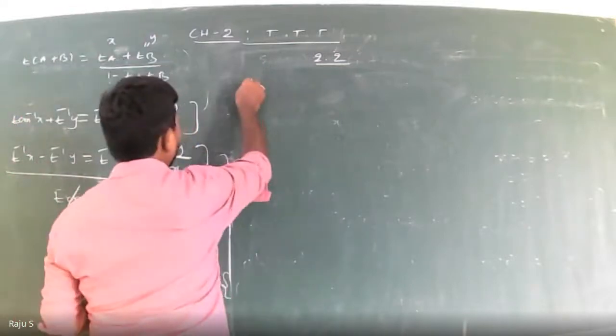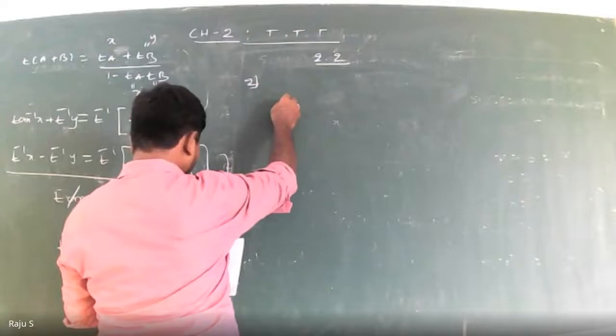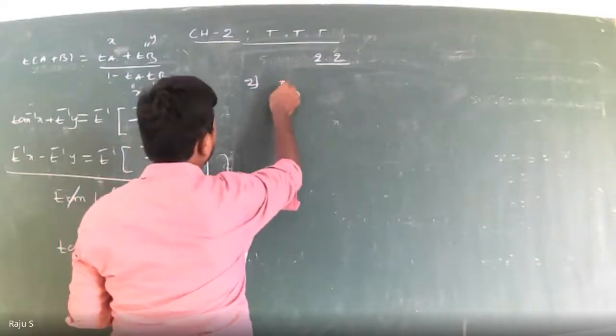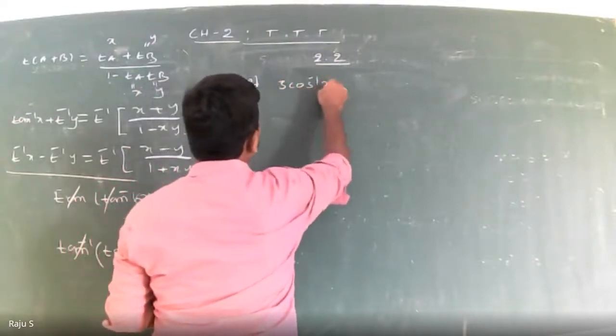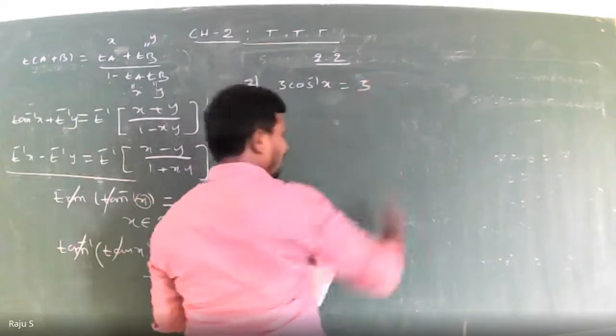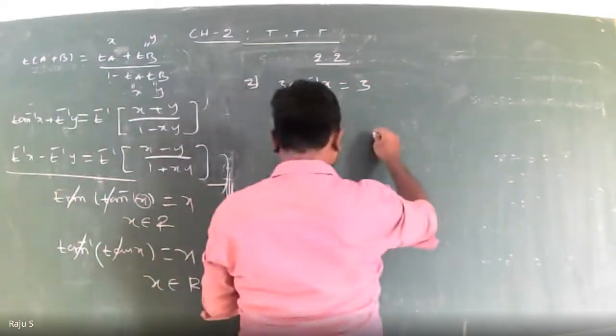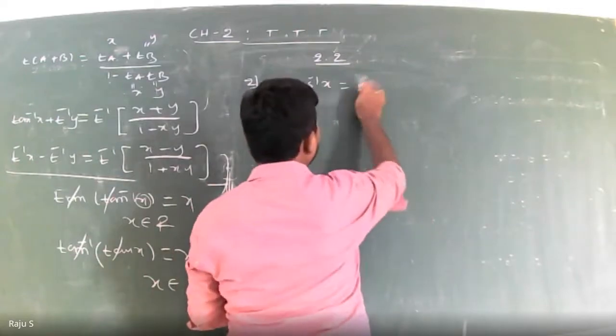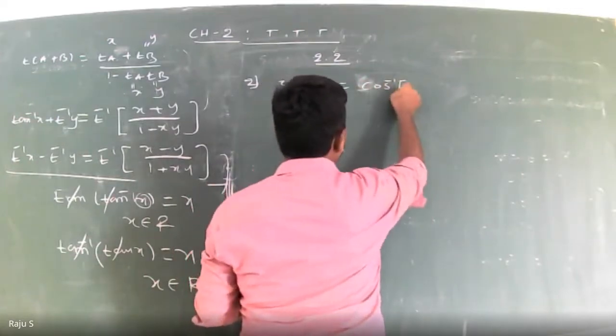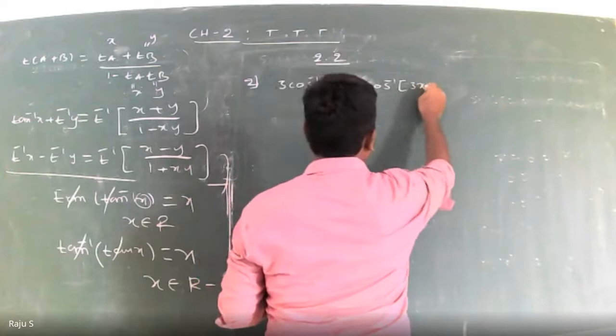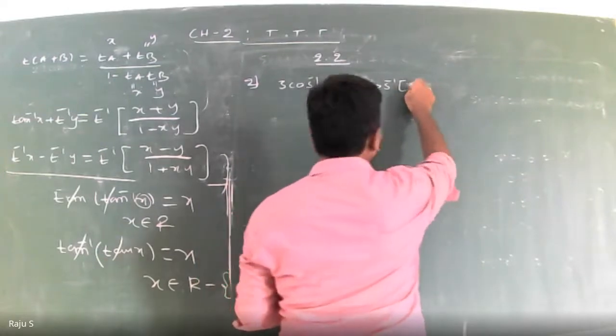A second question is prove that 3 cos inverse of x is equal to what is the formula? The first two questions they gave formulas. Okay, so cos inverse of 4x cube minus 3x.